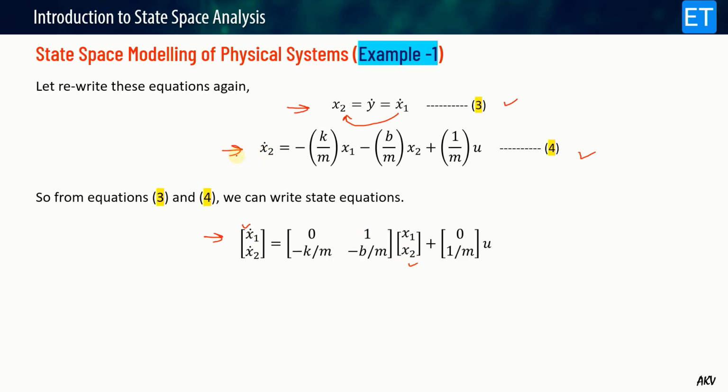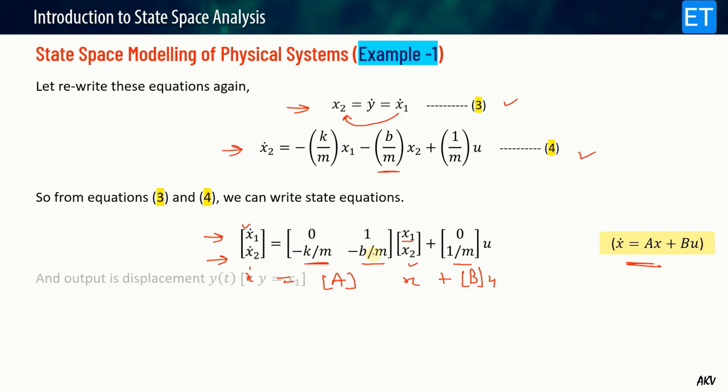Now the second, this fourth equation can be written as a second line here. So you can see that x2 dot equal to minus k upon m x1. So this is k upon m x1 minus b upon m x2 and 1 upon m u. Okay, so this is how I could write this state equation, and that is your first equation. That is equivalent to the x dot. So this is x dot equal to Ax plus Bu. So this is your A matrix and this is the B matrix for this mechanical system.